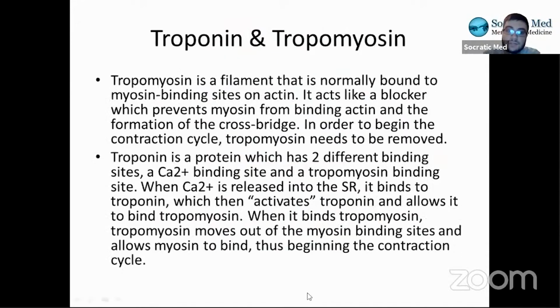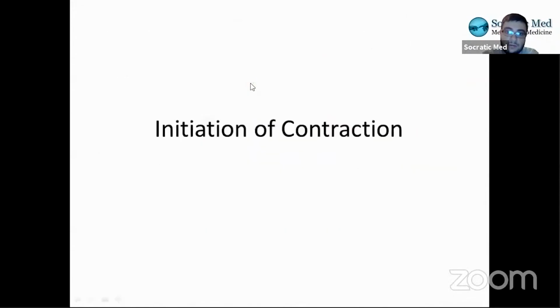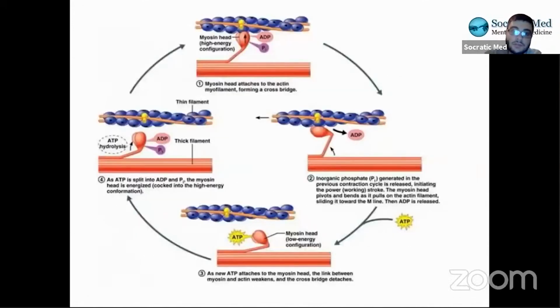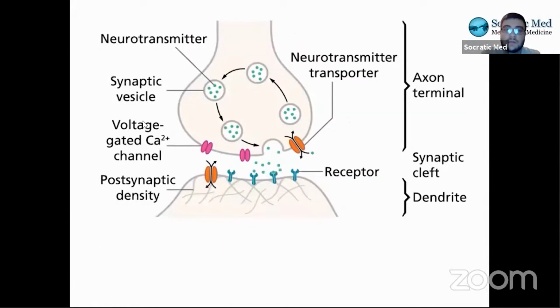Troponin and tropomyosin, right? These are very, very important. So first we cover tropomyosin. Tropomyosin is a filament that is normally bound to myosin binding sites on actin. Actually, if you remember, when I talked about actin, if you want to visualize it to help you, in this cycle I mentioned that these blue balls were the actin, which myosin binds to. This orange line that's running through them is the tropomyosin, right? It's like lines essentially that go through. It's a filament that goes through.